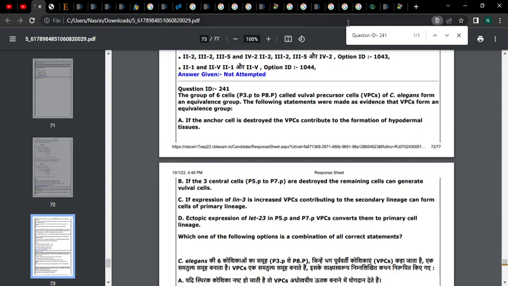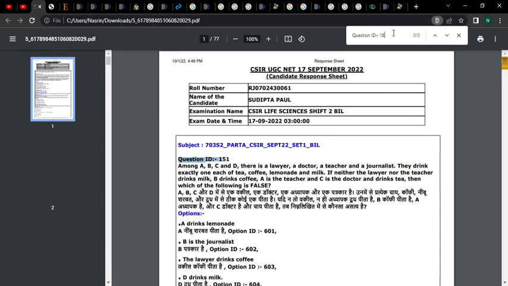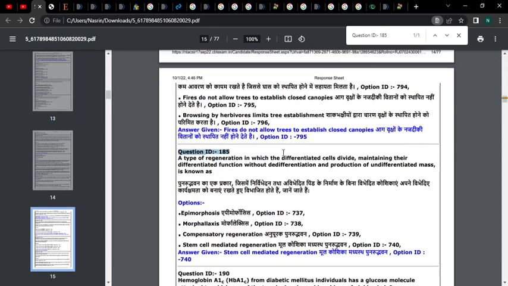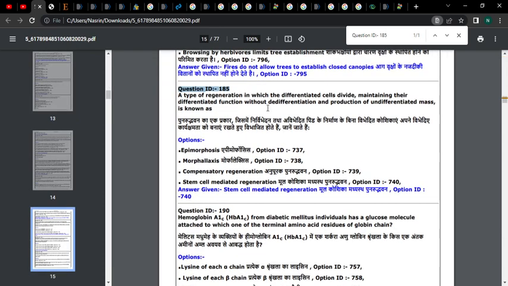Okay, next question is question number 185. A type of regeneration in which differentiated cells divide, maintaining the differentiated function without de-differentiation and production of undifferentiated mass, and they are saying compensatory regeneration is the correct option. Of course it is a correct option, but the question is wrong, friends.